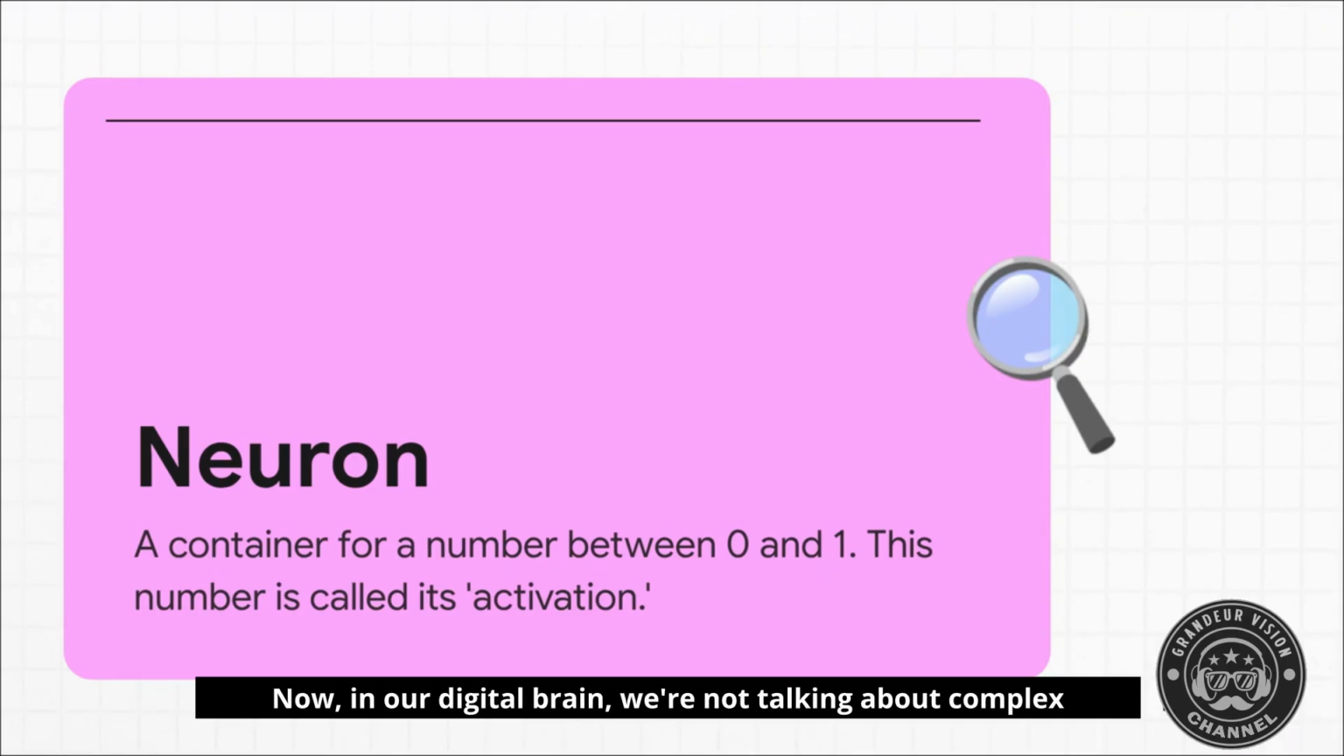Now, in our digital brain, we're not talking about complex biology. It's much simpler. It's basically just a container that holds a number between 0 and 1. A good way to think about it is like a single grayscale pixel, where 0 is totally black and 1 is totally white. We call this value the neuron's activation. The higher the number, the more lit up it is.